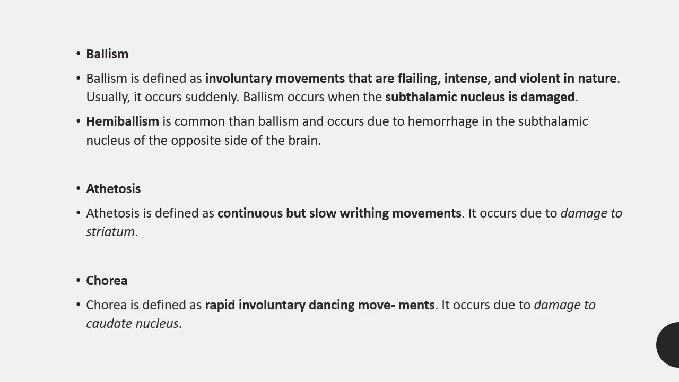Ballism. Ballism is defined as involuntary movements that are flailing, intense, and violent in nature. Usually, it occurs suddenly. Ballism occurs when the subthalamic nucleus is damaged. Hemiballism is more common than ballism and occurs due to hemorrhage in the subthalamic nucleus of the opposite side of the brain. Athetosis. Athetosis is defined as continuous but slow writhing movements.